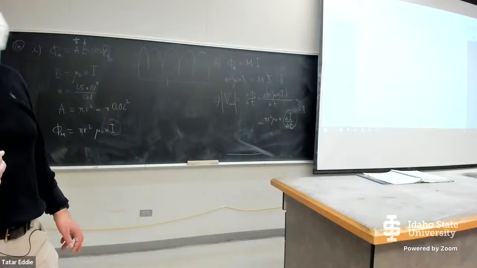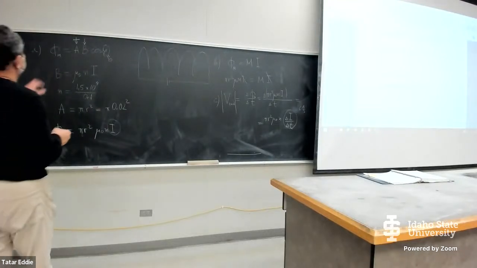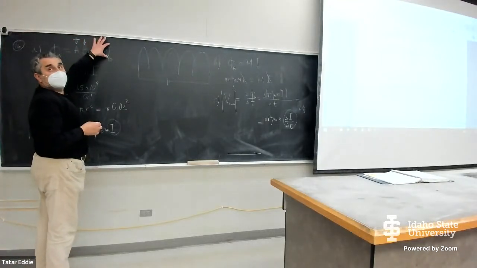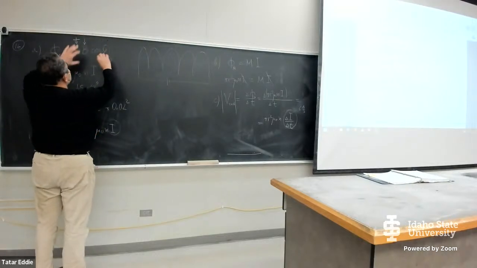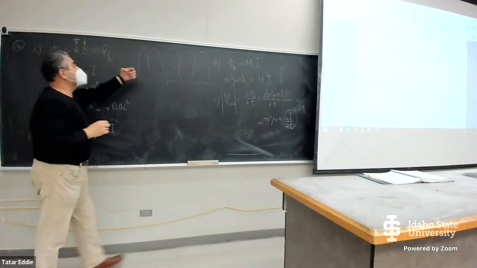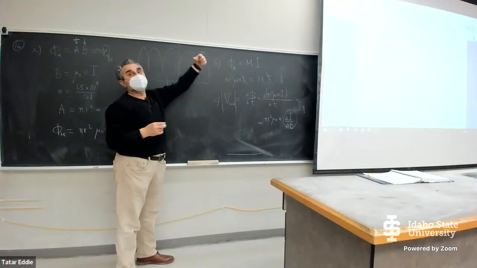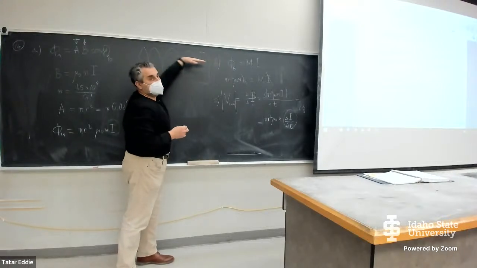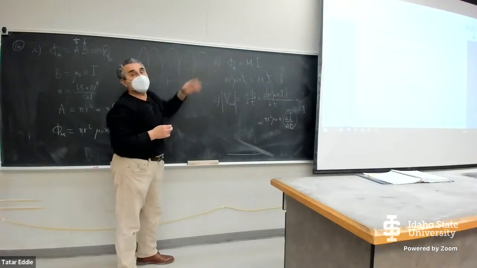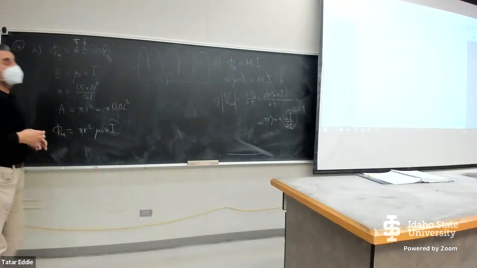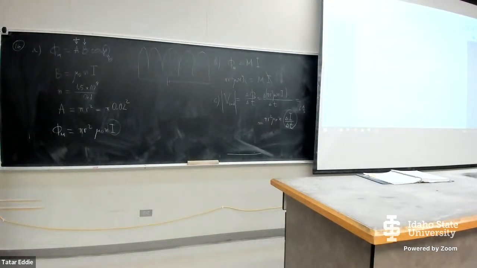Why is that? Because the cosine of this angle is going to be zero. The angle is going to be 90 degrees. The angle is the angle between the direction normal to the plane of the loop and the magnetic field created inside the solenoid. That angle is 90 degrees. Cosine of 90 degrees is zero. And this is why for part D you have zero induced voltage.